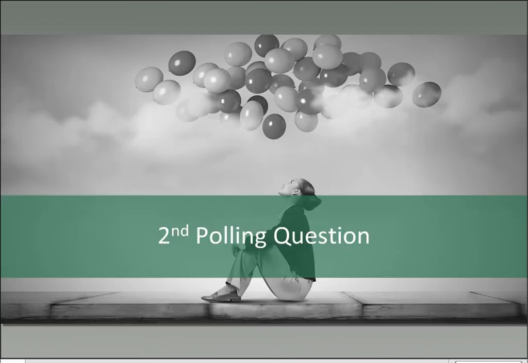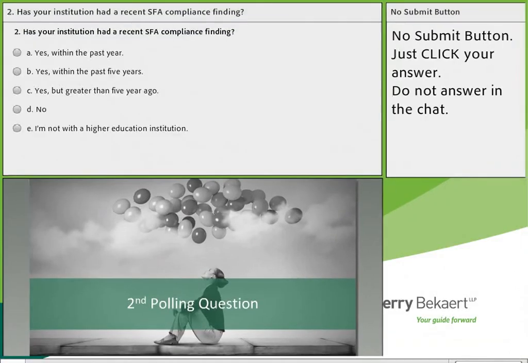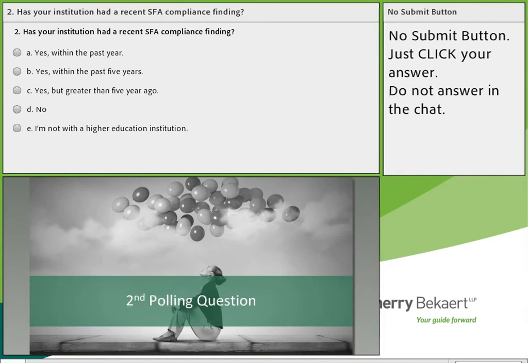Absolutely. All right, that brings us to our second polling question. And again, there is no submit button. We're going to ask a question about your findings. Have you had a student financial aid finding in the past? Your choices are: A, yes, within the past year; B, yes, within the past 5 years; C, yes, but it's been more than 5 years; D, no, I've never had one; or E, I'm not with an institution of higher education, and therefore I don't have to have a student financial aid compliance test performed.